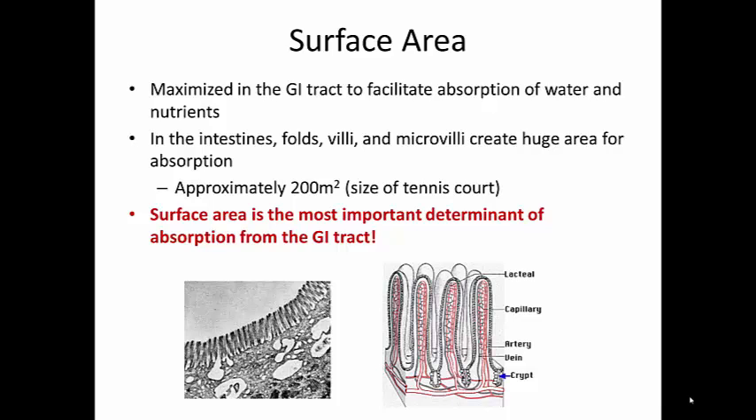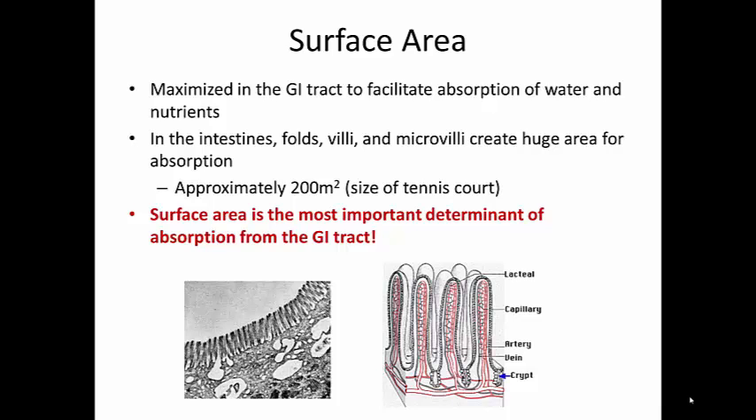Surface area is maximized in the GI tract to facilitate the absorption of water and nutrients. This also applies to the absorption of drugs and toxicants. In the intestine, folds, villi, and microvilli create huge area for absorption, giving the intestine a size of approximately 200 square meters, which is about the size of a tennis court. Because the surface area of the intestine is so much larger than all the other areas of the GI tract, the absorption of drugs is usually greatest in the intestine, even if the physiochemical properties of the drug favor absorption in a different area.